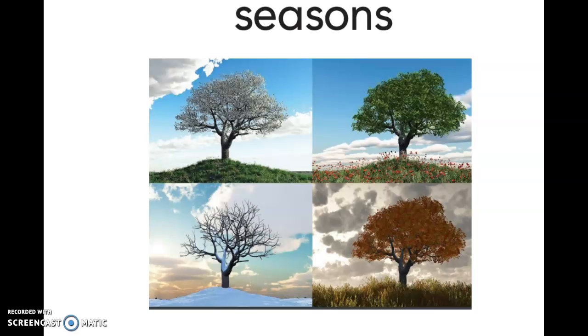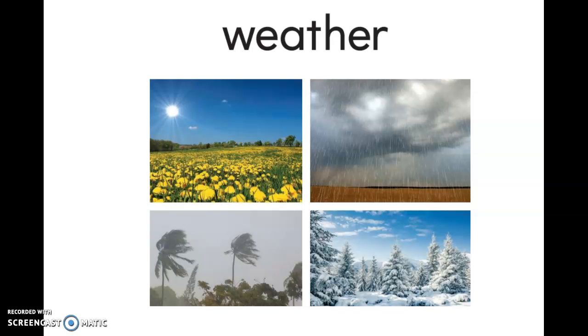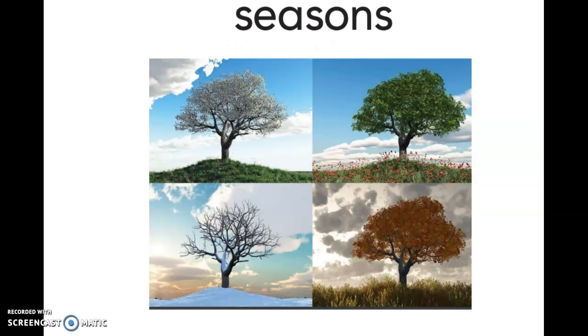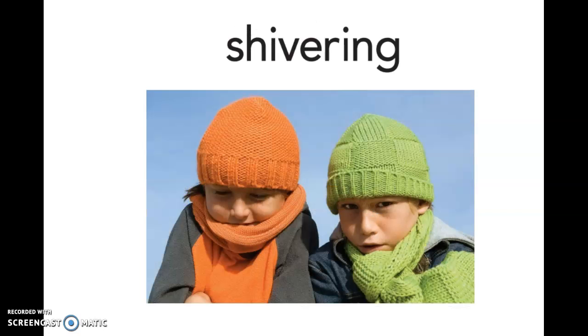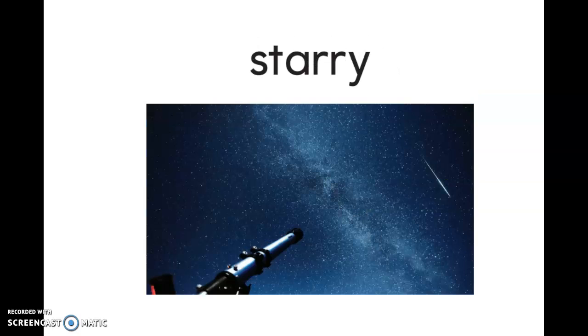Seasons. The word seasons are the 4 parts of the year: spring, summer, fall, and winter. And then in each season, we have different types of weather. So the weather is what the air is like outside. So it can be sunny, rainy, windy, and stormy, or even snowy. Shivering. If you are shivering, you are shaking because you are cold or scared.